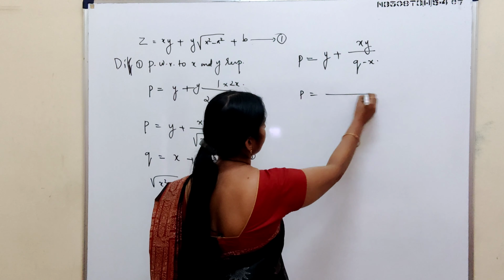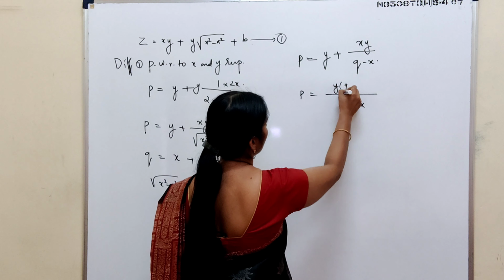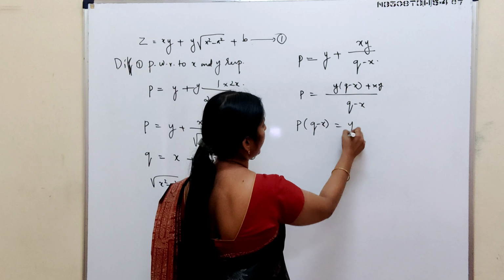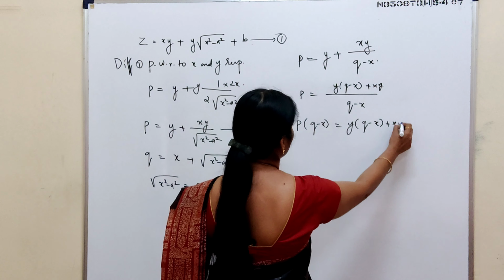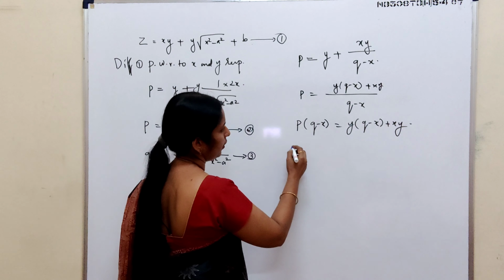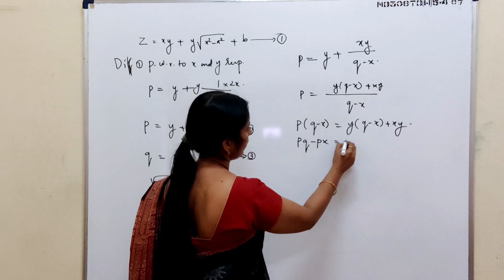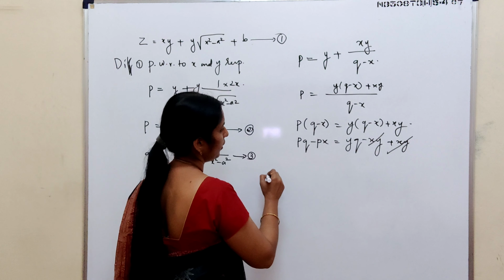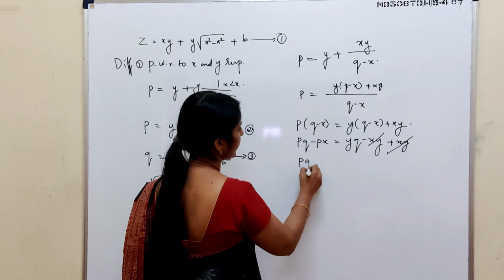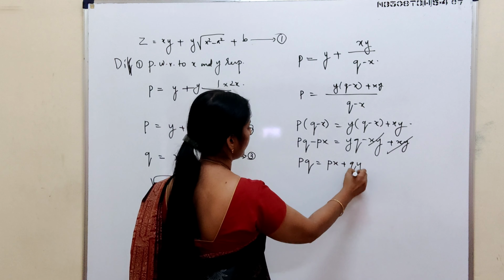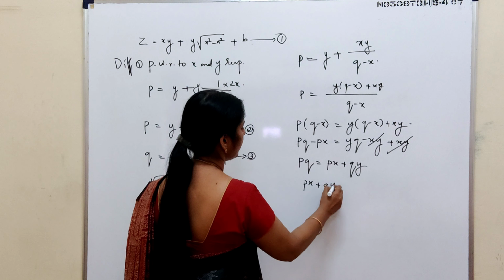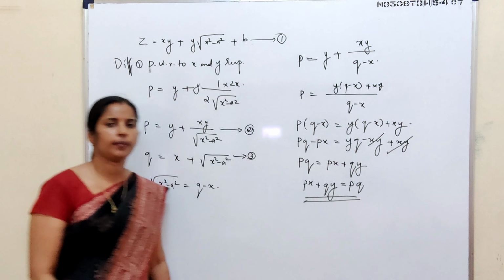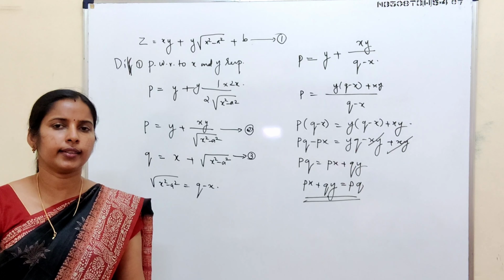For that you take q minus x as LCM here. So y into q minus x plus xy. That is, p into q minus x is equal to y into q minus x plus xy. It is pq minus px equal to yq minus xy plus xy. You can see this will cancel each other. And it is pq is equal to px plus qy. So px plus qy is equal to pq, or px plus qy minus pq equal to 0. See, the simplification is not necessary.